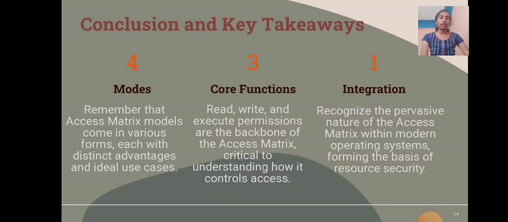Conclusion and key takeaways. Models. Remember that access matrix models come in various forms, each with distinct advantages and ideal use cases. Core functions. Read, write and execute permissions are the backbone of the access matrix, and it is critical to understand how it controls access. Integration. Recognize the pervasive nature of the access matrix within modern operating systems, forming the basis of resource security.